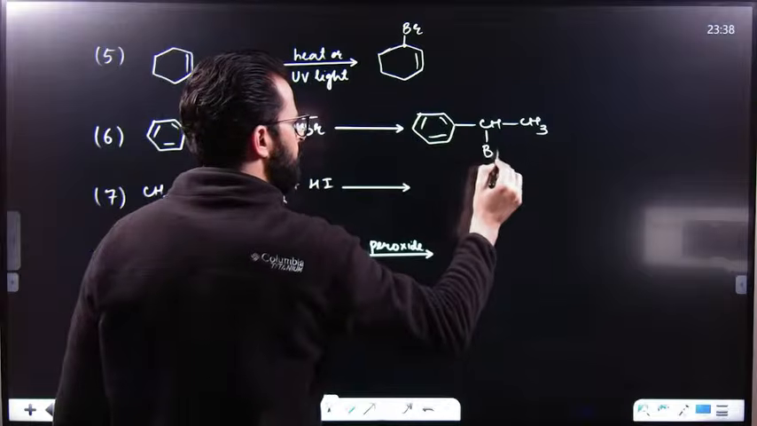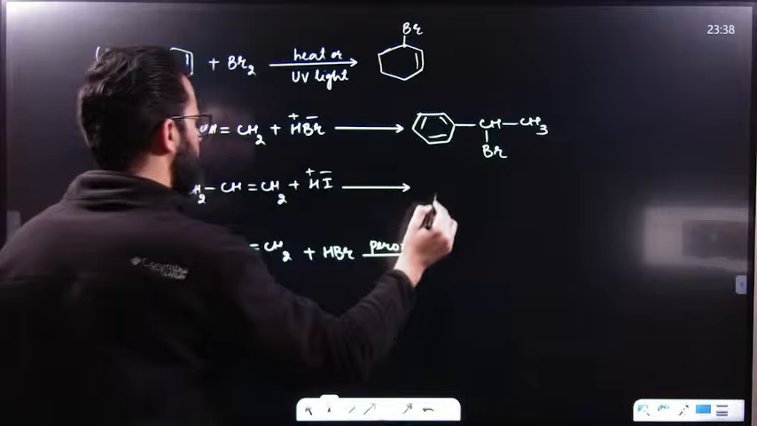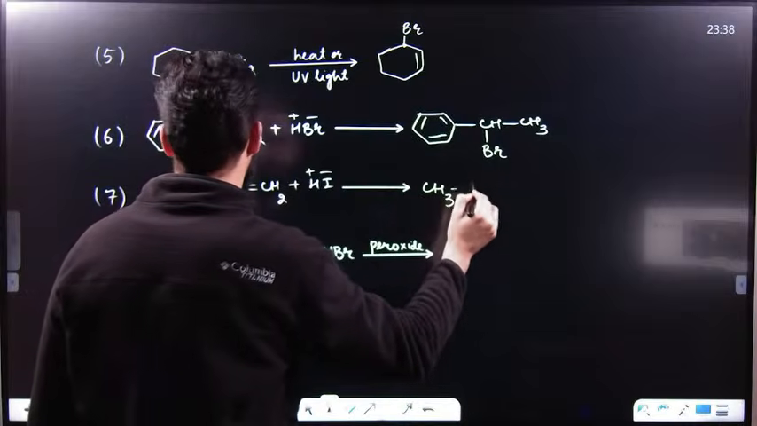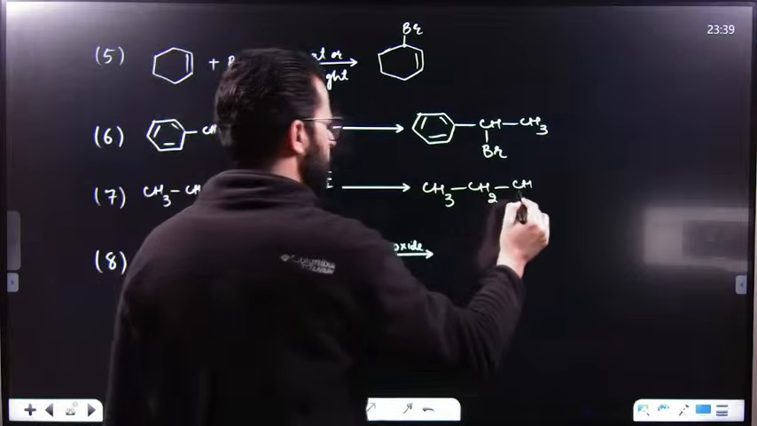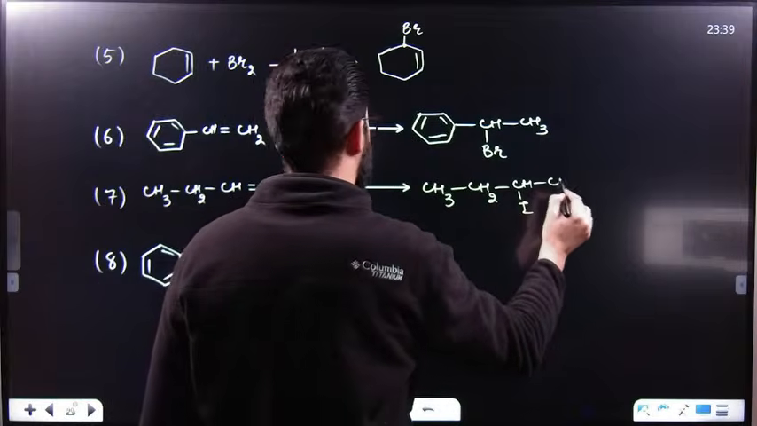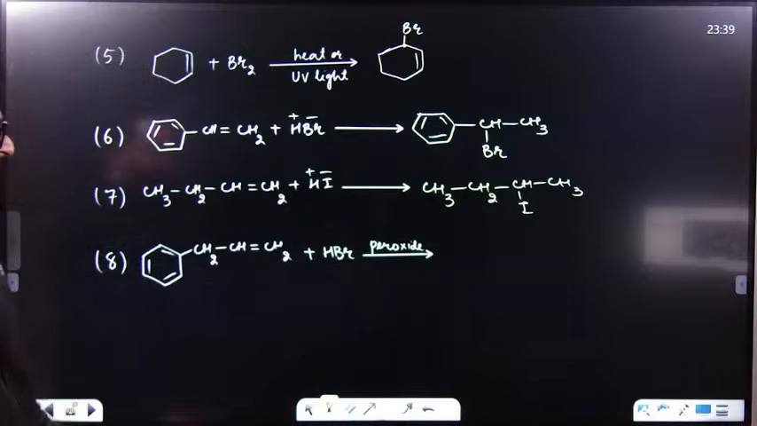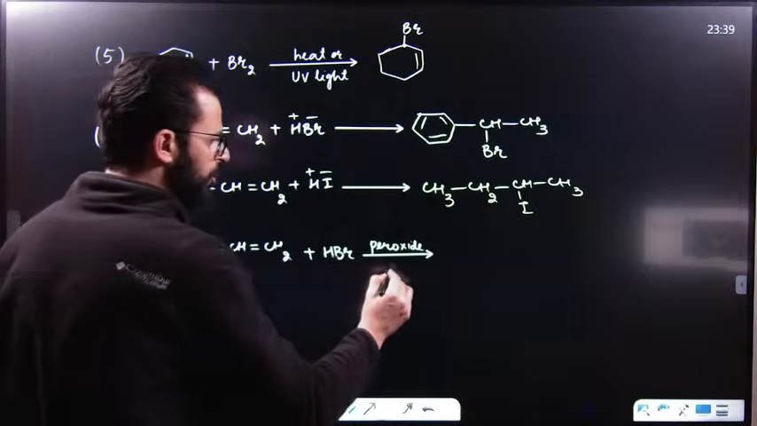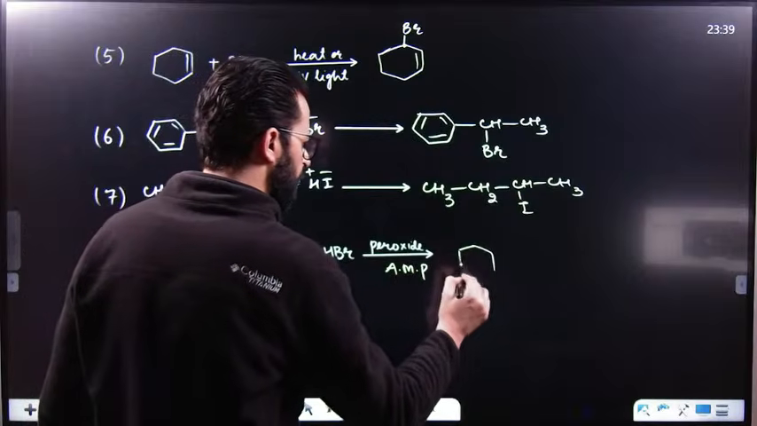So this will be the product. Here, once again, this is positive and negative, that means we will form the electrophilic addition product, that means Markovnikov's product. Br will go here and H will go here. But here it is addition of HBr in presence of peroxide, that means it is anti-Markovnikov's product. That means you have to form like this.